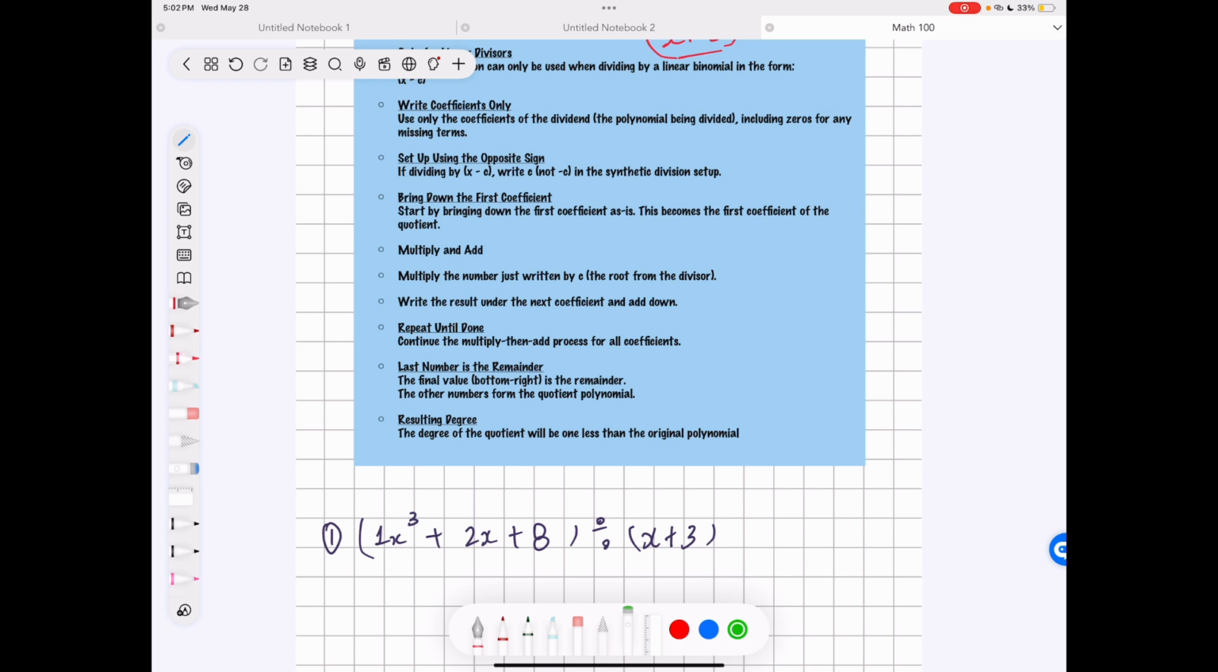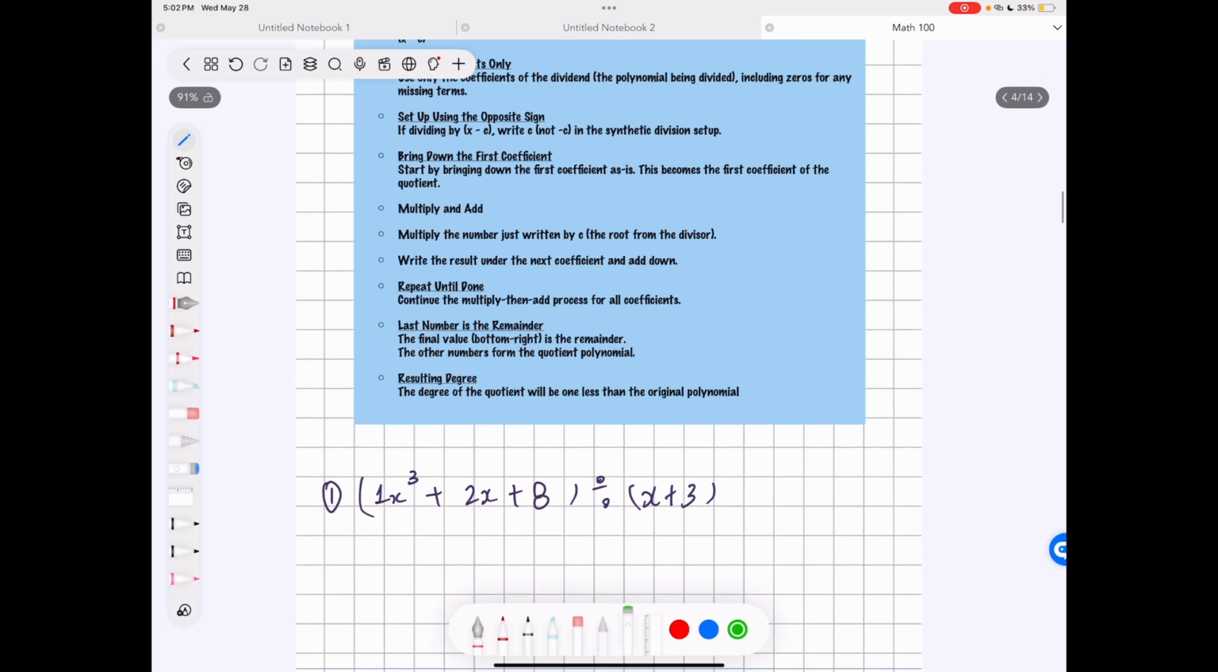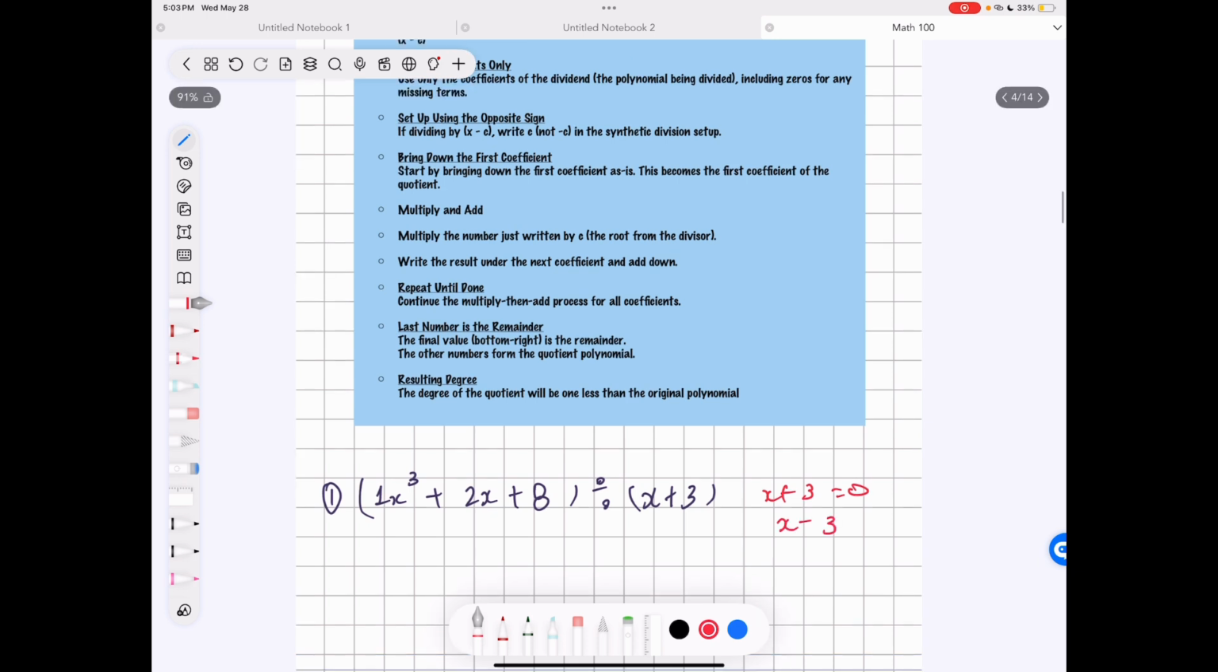And then our next step is to set up the opposite sign. So if we have, for example, x plus 3 here, as I mentioned earlier, it has to be x minus a number. So we are going to do x plus 3 is equal to 0. We're going to set it equal to 0 to solve for x. So we are going to subtract 3 on both sides, and x is going to be minus 3.